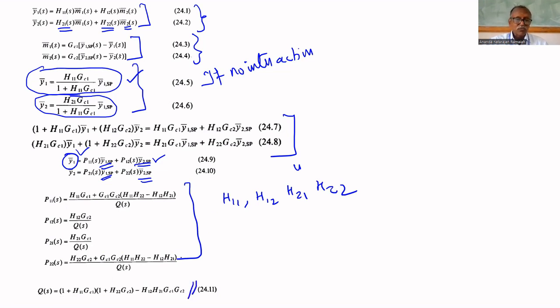So from this, if you substitute h12 equal to h21 equal to 0, then you will get the fourth, fifth and sixth equation. So if no interaction is there, then only we will get the conventional transfer function for closed loop. Otherwise, you will get the interaction equation like 9 and 10.